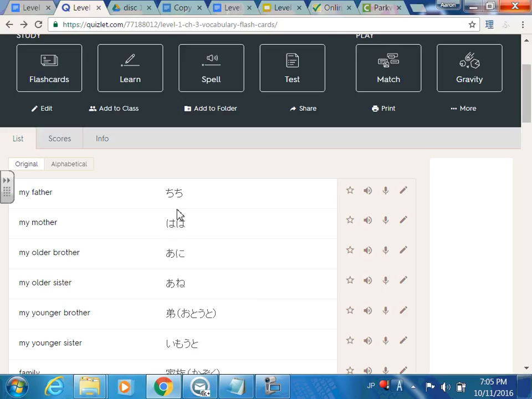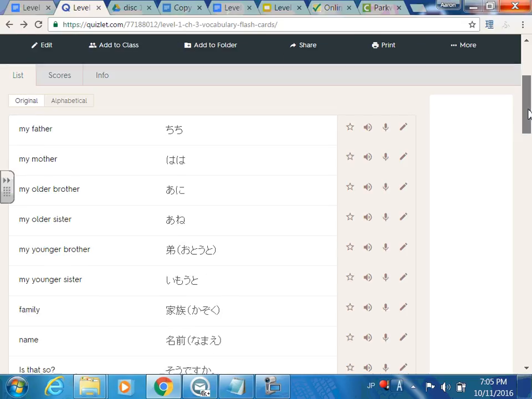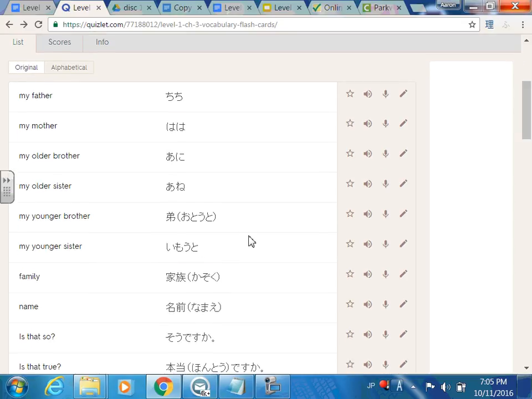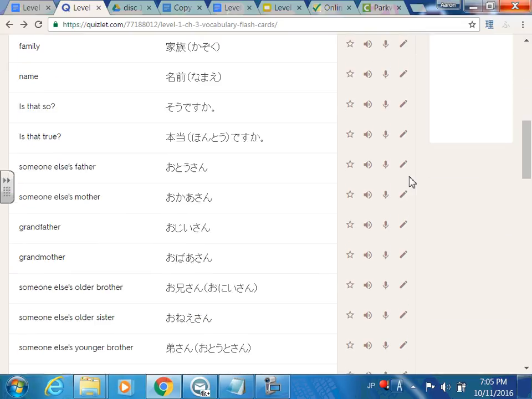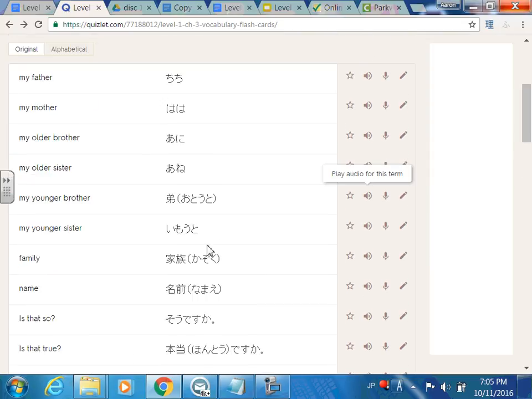These terms, chichi, haha, ani, ane, ototo, imoto, they're taken to mean one's own specifically, and this is not how Japanese address their family members. When they're talking to them, they use these terms, otosan, okasan, oji-san, oba-san. Some of them are fairly easy to remember. For example, ototo, imoto, you just put a san after them. Some of them sound rather different.